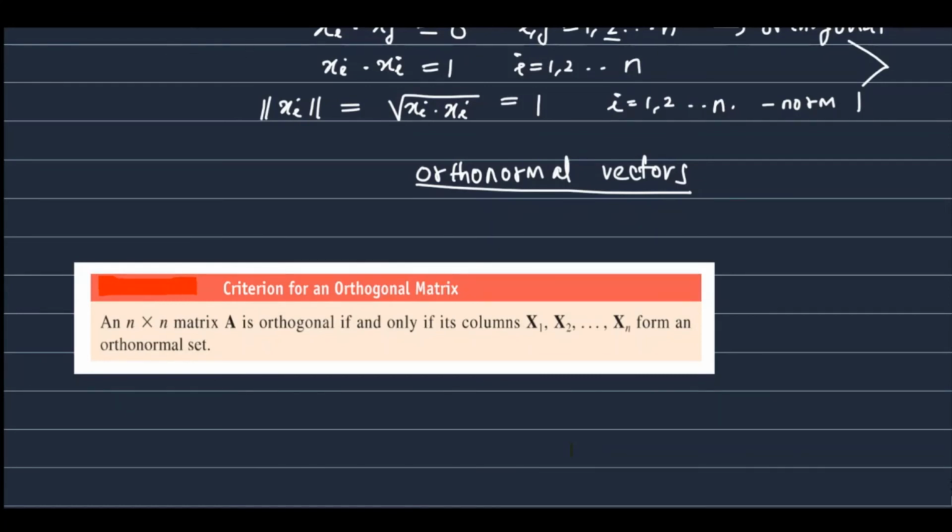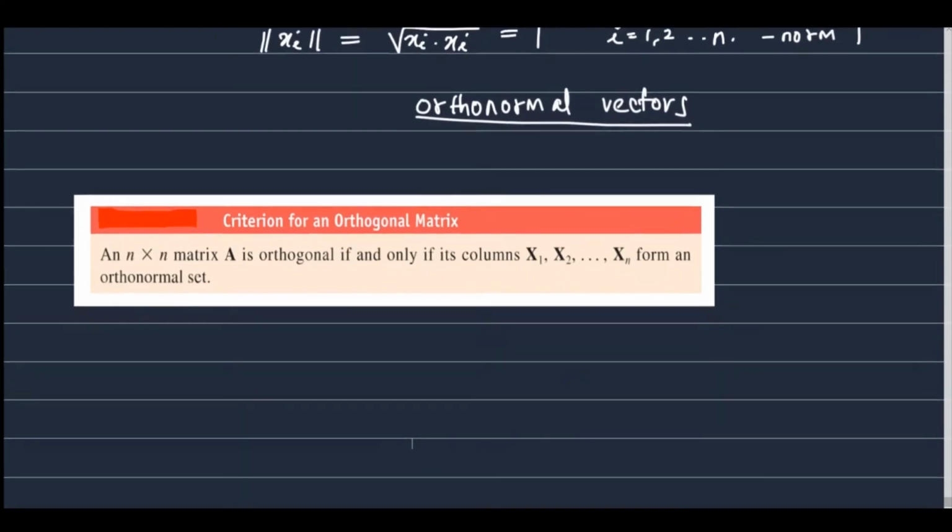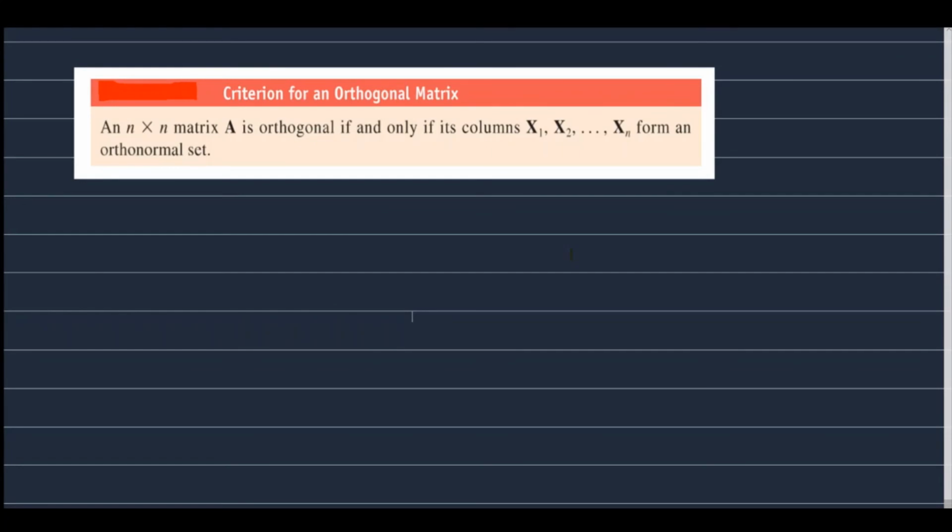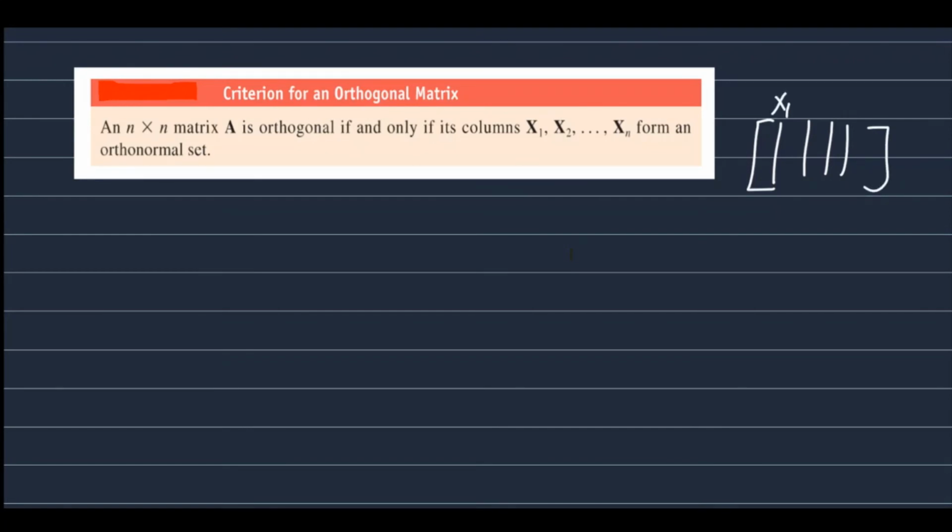Now we will see a criterion for an orthogonal matrix. An n by n matrix A is orthogonal if and only if its columns x1, x2, etc., xn form an orthonormal set. So this theorem gives a criterion for an orthogonal matrix. Suppose these are the columns of a matrix; the first column we call x1, the second column x2, and like that we have xn. So if these columns form an orthonormal set, then this matrix will be an orthogonal matrix.